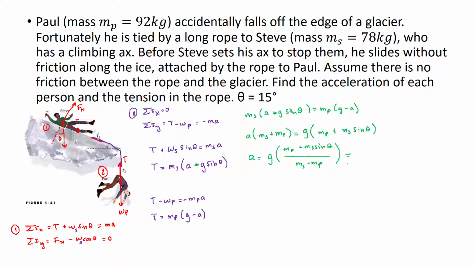Okay, so we substitute values. We're gonna have 9.81 times 92, sorry, plus the mass of Steve, that's 78, sine of 15, over 92 plus 78, and this is gonna be 6.47 meters per second squared.